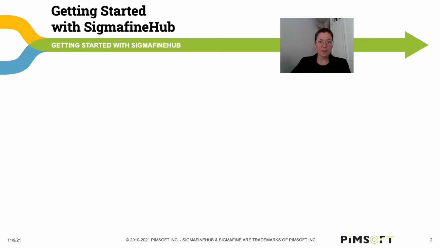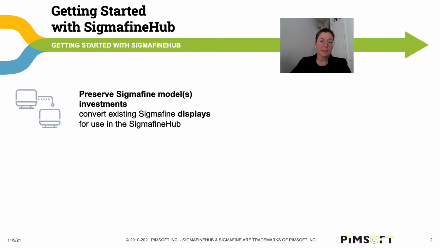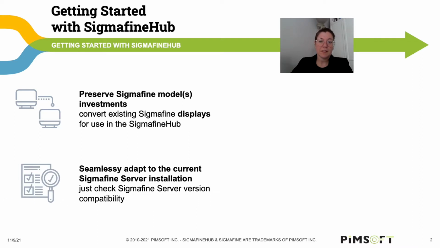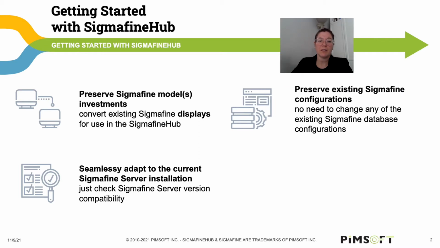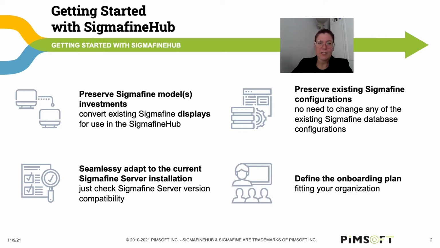Getting started with Sigmafine Hub does not mean to revolutionize your system, it means to improve it instead. Your current Sigmafine models and analysis will be preserved, and the current display will be maintained, even if they need conversion. Also, the configuration that has been implemented in your Sigmafine server will be maintained. It adapts to the current Sigmafine server installation for the Sigmafine versions that are supported. This way you can define the best onboarding plan for your organization, including installation and training.